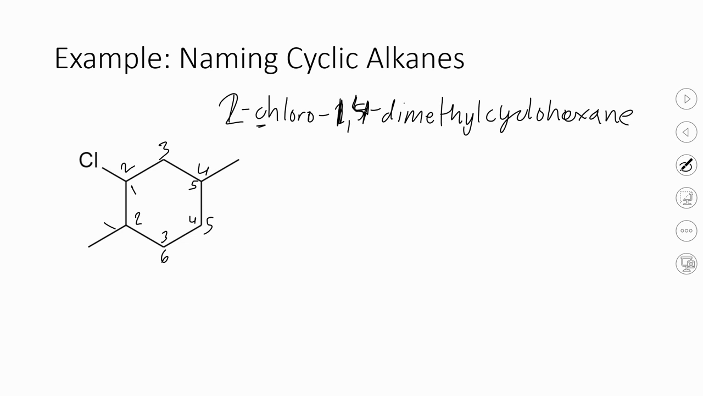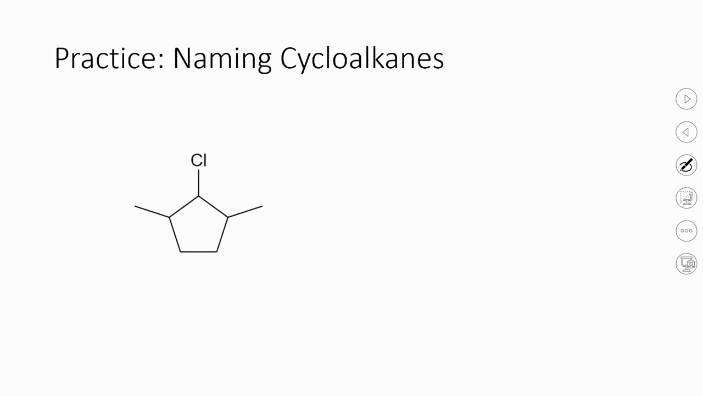So we only number based on alphabetical order if there's a tie, and we can do that. But we would want to reduce the substituents. That's our first goal. Okay, let's try one more. What would we call this?